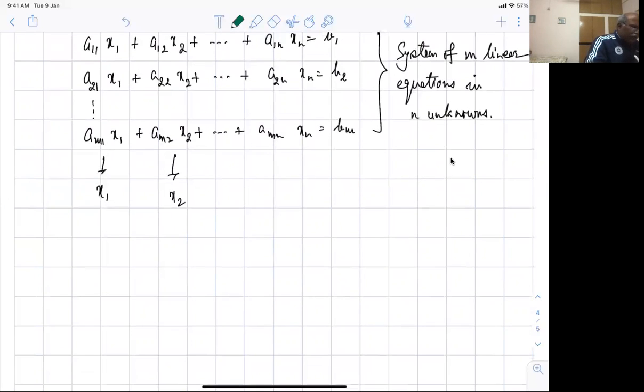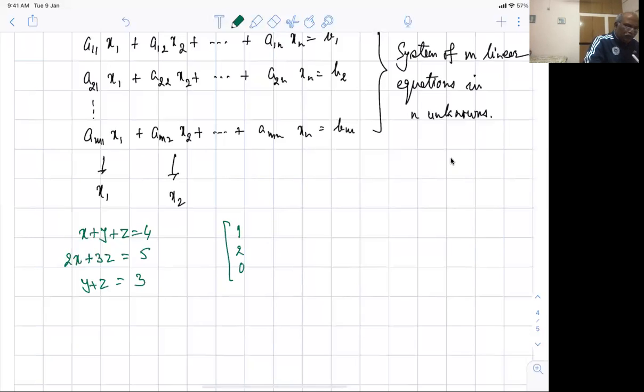Fine. So what we would like to do is look at the following system of equations. x plus y plus z is equal to 4, 2x plus 3z is equal to 5, and y plus z is equal to 3. Is that okay? So this corresponds to the augmented matrix that I would like you to understand here. 1, 1, 1, then 2, 0, 3, then 0, 1, 1, and you have 4, 5, 3.